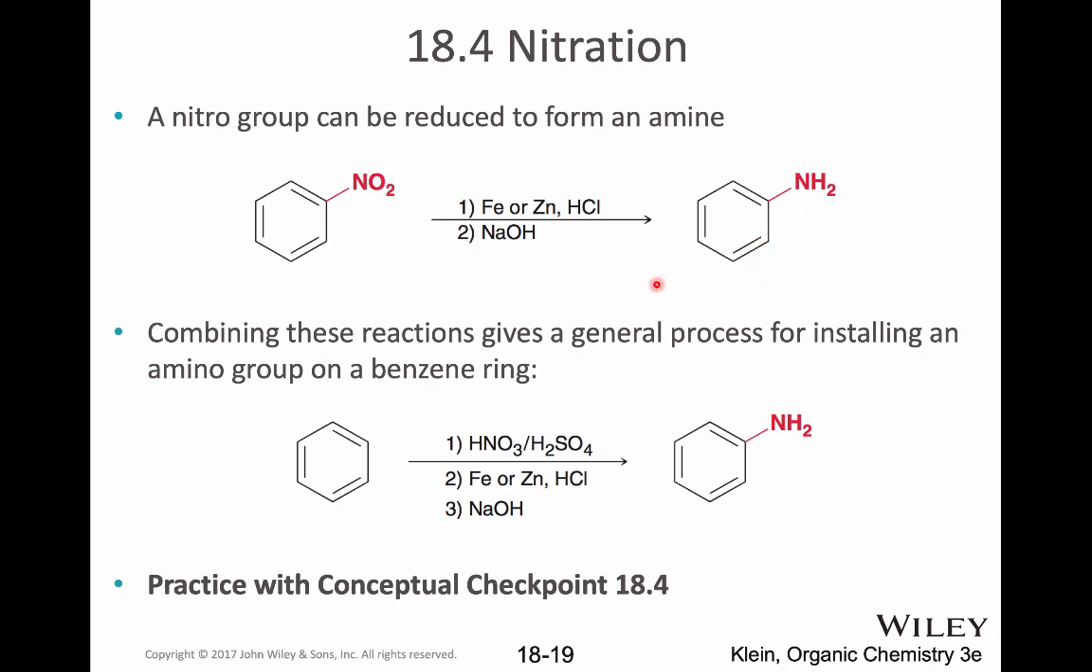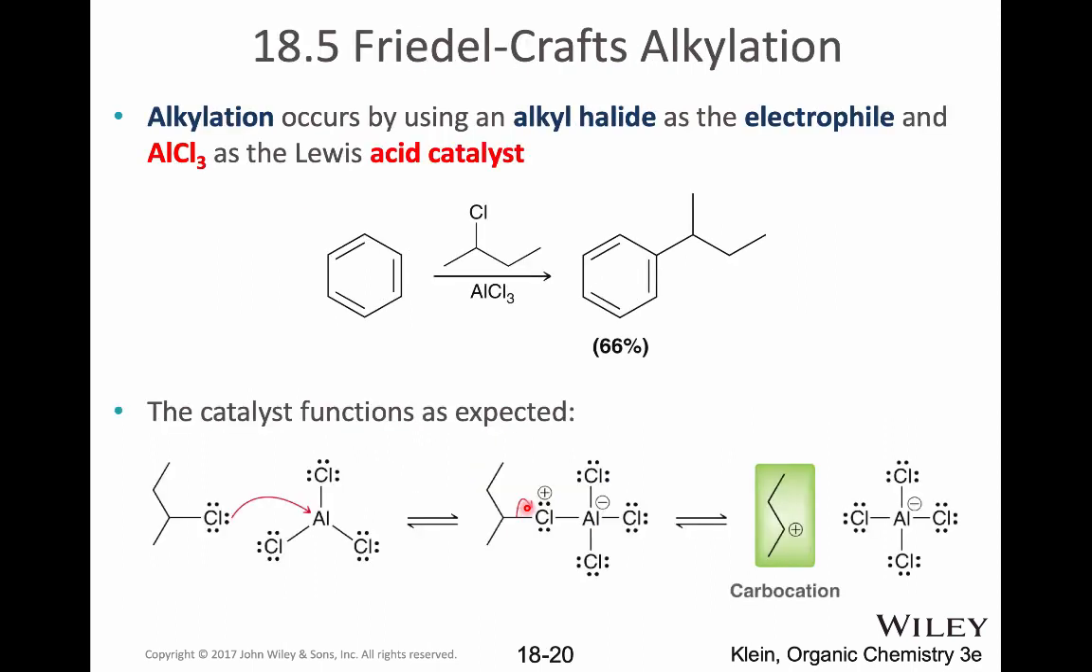So in a three-step process, I can start with the aromatic ring and do the nitration. Nitric acid and sulfuric acid, that's the tip-off that you're doing the nitration. Iron and zinc with HCl, that's the reduction, and then the base is going to finish that reduction.